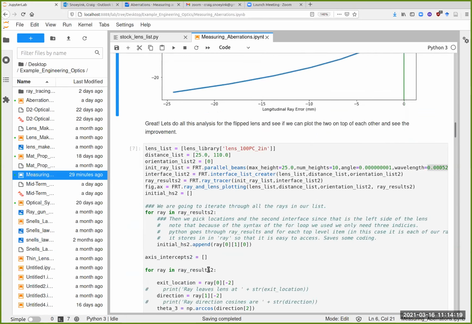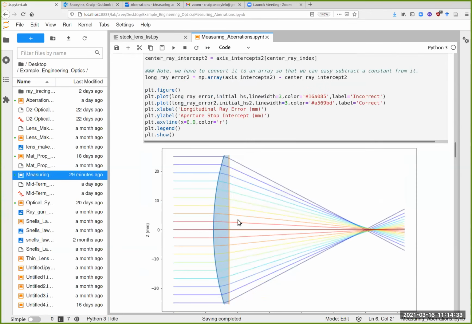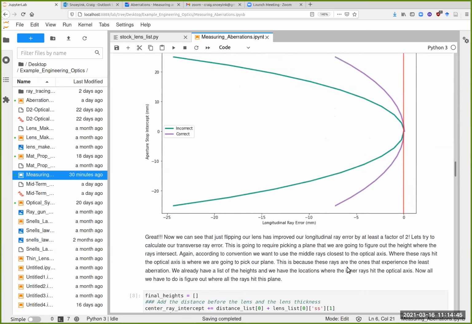If you were in class the other day, we looked at some lenses where they talked about how they have tens of microns or hundreds of microns of ray error. We have orders of magnitude more than that. So we can flip our lens. We can see visually that we have less ray error, but we can also plot our ray error for our flipped, correct orientation of our lens, and we can see that we have less than half as much ray error now. That's awesome.